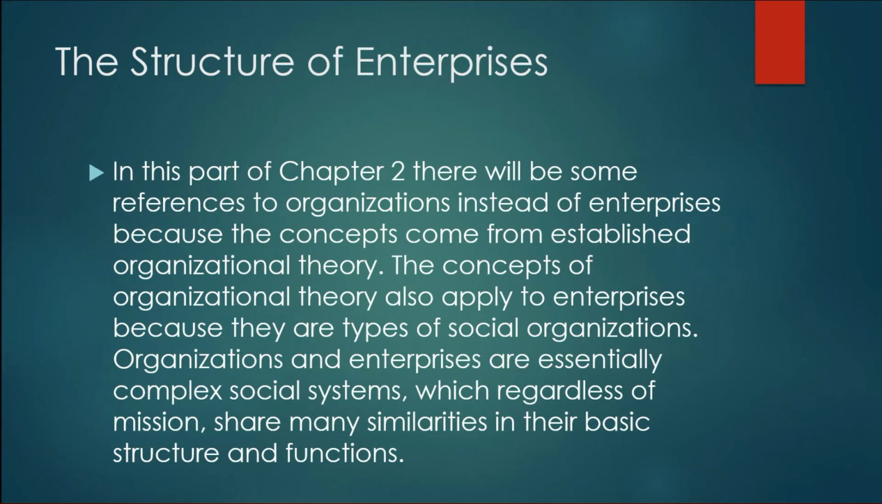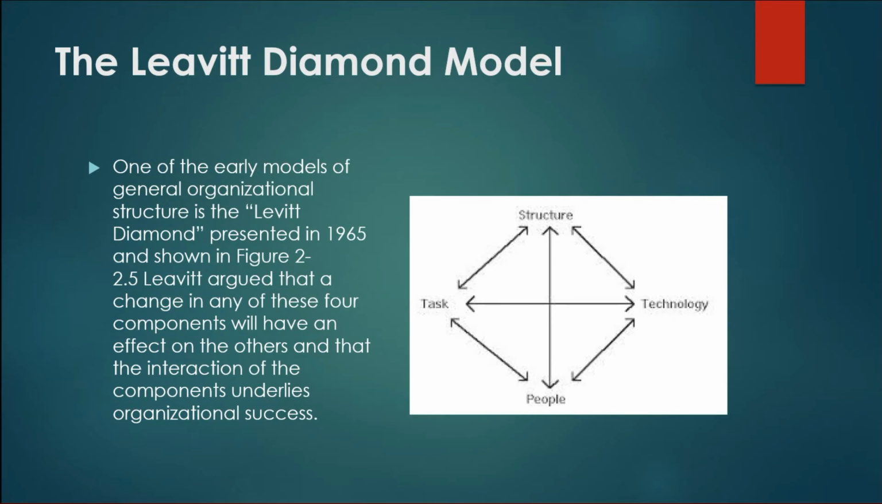Then the structure of enterprises. In this part of chapter 2, there will be some references to organization instead of enterprise because the concepts come from established organizational theory. The concepts of organizational theory also apply to enterprises because they are types of social organization. Organizations and enterprises are essentially complex social systems, which, regardless of the mission, share many similarities in their basic structure and functions. So we have the model here, the Leavitt Diamond model.